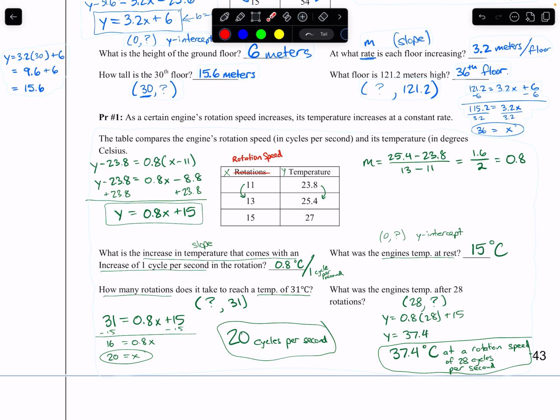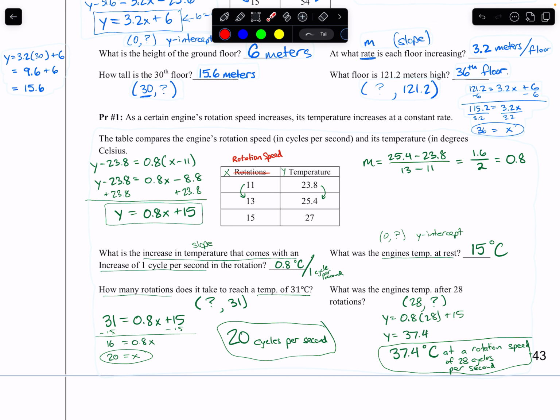All right. So they give us another table. In this table, x, the independent variable, represents the engine's rotation speed. So it's not actually the rotations, like the number of rotations, it's how many rotations per or cycles per second, right? And the y values are showing the temperature for each speed of the engine's rotation.